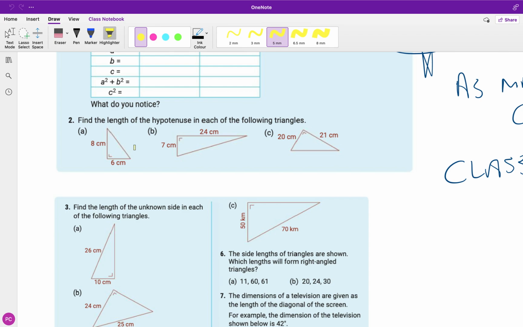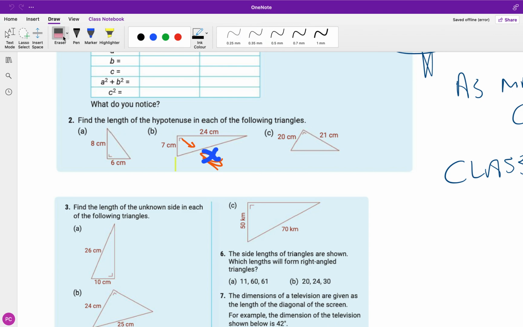So the side facing the 90 degrees there, it's not going to be the 7 or the 24. It's going to be this side here. So we don't know what that is, so we're going to call it X. Okay, so it's not syncing for me from the iPad for whatever reason. But if we call that X, it's going to be X squared. Well, there we go, it's coming up now.